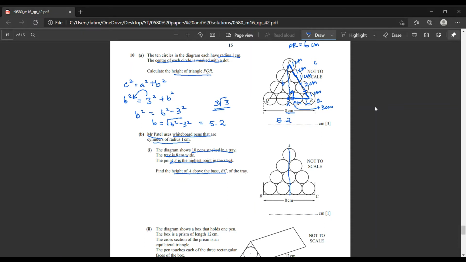So in our previous question, actually, we found the height over here.